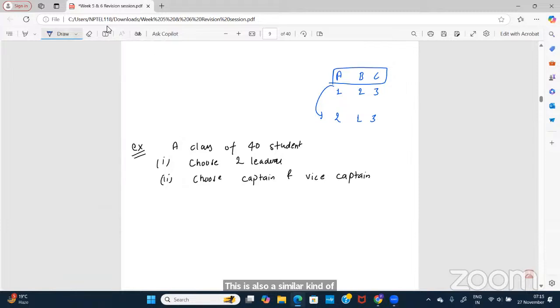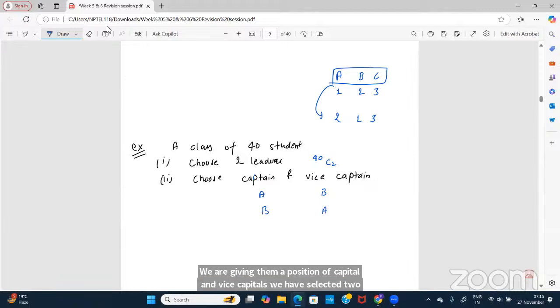Now, what will be the answer? First is 40C2 and second is 40P2. Sorry, 40, not 8. So the first one is 40C2. Out of 40, we just have to select 2 leaders. Here we are giving them a position of captain and vice captain. Suppose we have selected 2 persons, A and B. A is captain and B is vice captain is different from B is captain and A is vice captain. So here we will be using permutation. It will be 40P2, right?